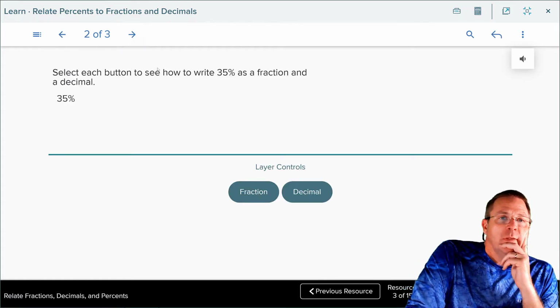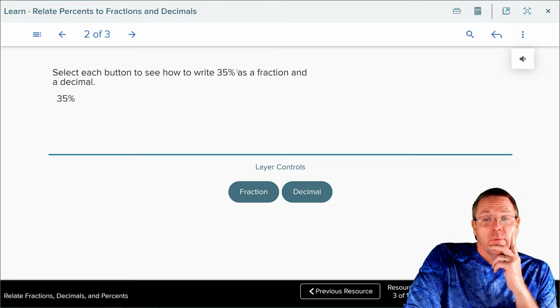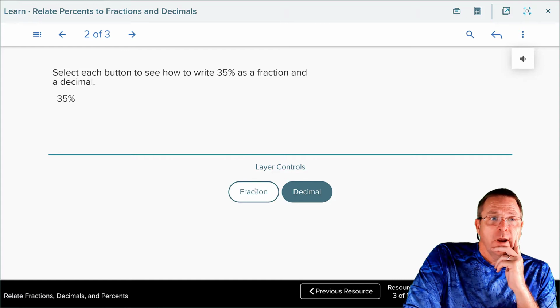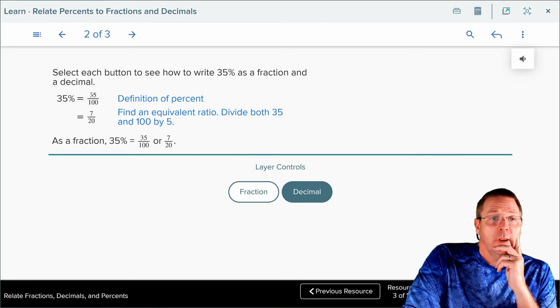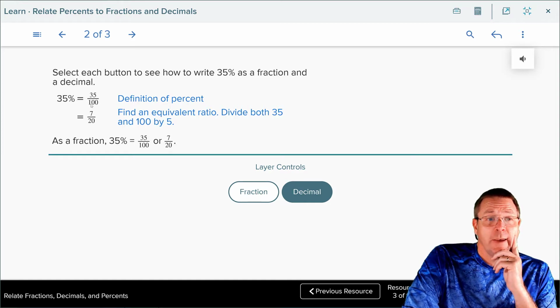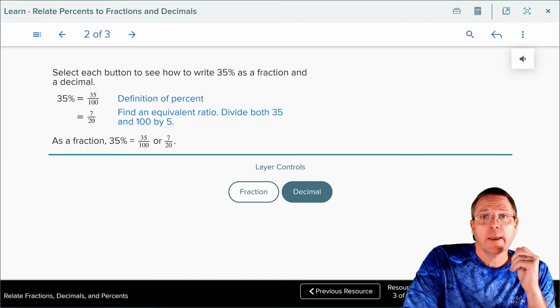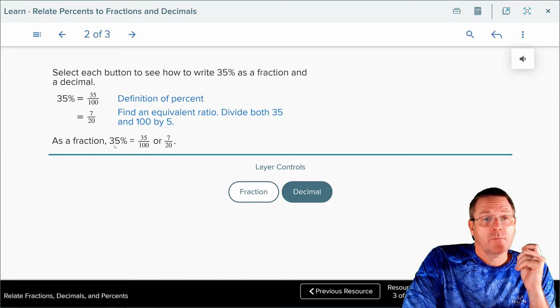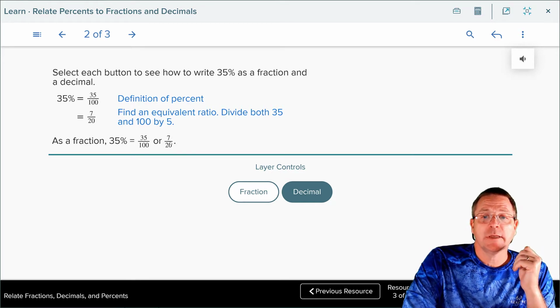So let's see how to write 35% as a fraction and as a decimal. As a fraction, 35% is going to be 35 over 100. Of course, you would need to simplify that. The largest number to divide into 35 and 100 is 5, so that's going to give us 7 over 20. So 35% as a fraction is 35 hundredths. In simplest form, it's going to be 7 twentieths.